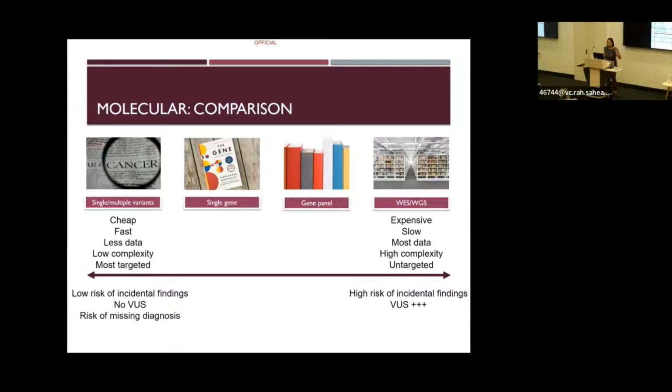So with the single variant testing, very targeted, very fast, low risk of having incidental findings, very unlikely to find any variants of uncertain significance, but because it's so targeted, there's that risk of missing the diagnosis. Whereas on the other end of things, because you're looking at literally everything, very high risk of incidental findings, very high risk of finding variants of uncertain significance.